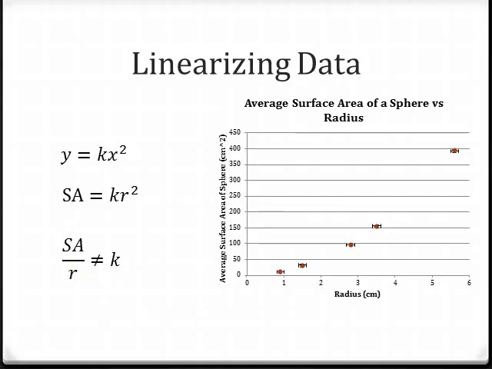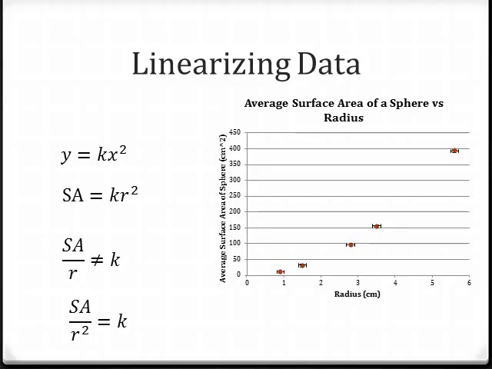However, if we look at this equation, we can ask ourselves, what is proportional to surface area? If radius is not proportional to surface area, that doesn't mean nothing is. What surface area divided by what value would give me the constant k? Well, if this is r squared here, and I divide both sides by it, surface area divided by radius squared equals a constant value k.